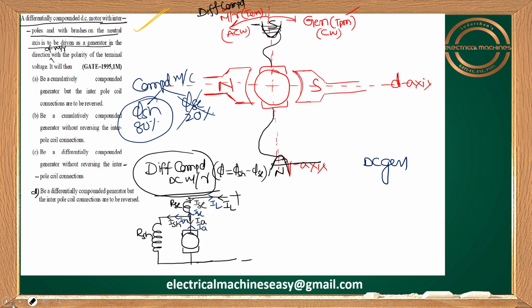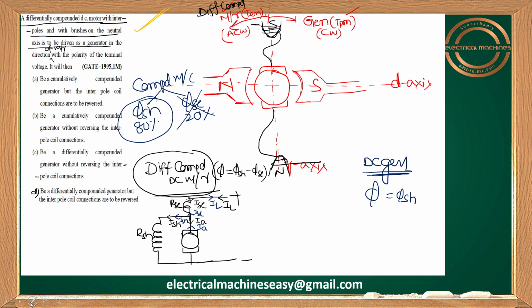So here my question is, try to understand clearly. If it is acting as a generator, what is the formula I can write for total flux? Phi equals what? Previously, this phi_sh corresponded to this ISH. Now it is acting as a generator. Is there any change in ISH between motor and generator? No. Therefore, previously I wrote phi_sh, and now also I should write phi_sh only.